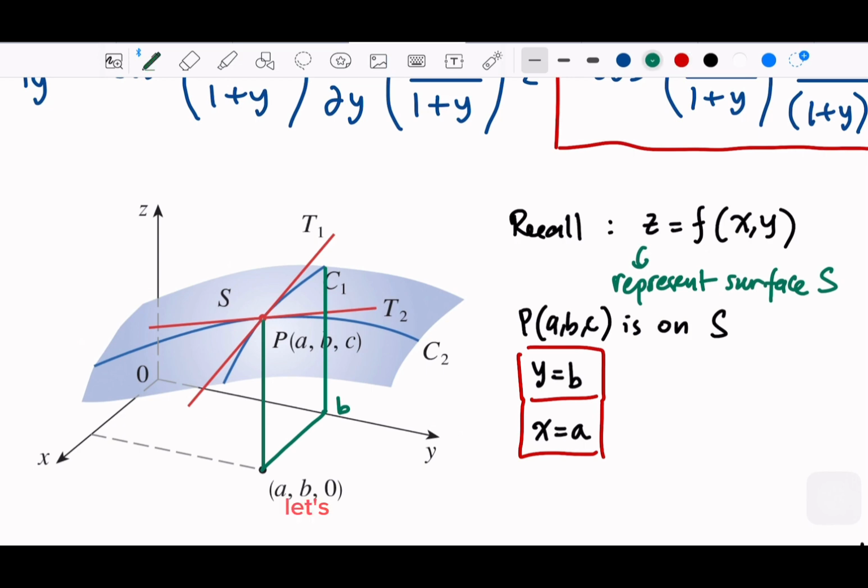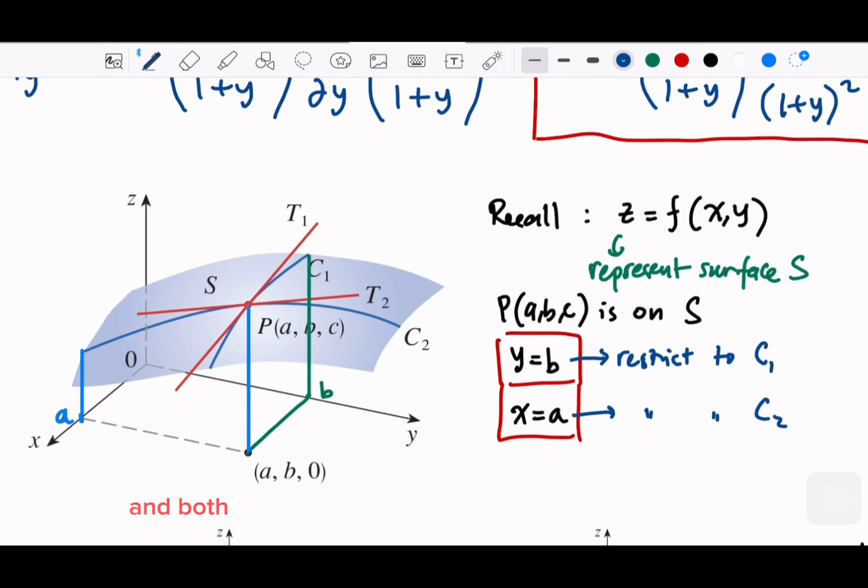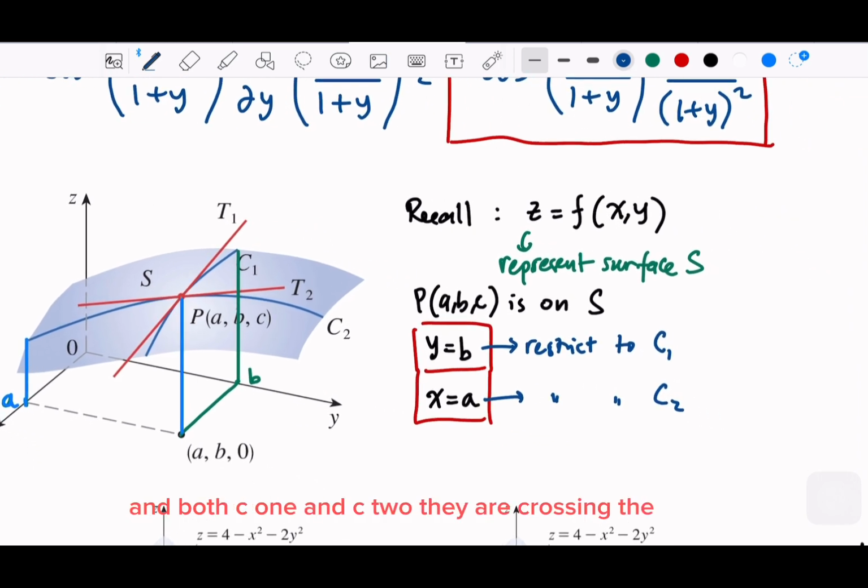So at x equal a, let's suppose that here is a, and we write it in a different color, a is blue. So a will be here. And suppose that this is crossing the surface like that, which means that both y equal b and x equal a restrict our observations: y equal b restricts to curve 1, and x equal a is restricted to curve 2, right? And both C1 and C2 are crossing the point B.